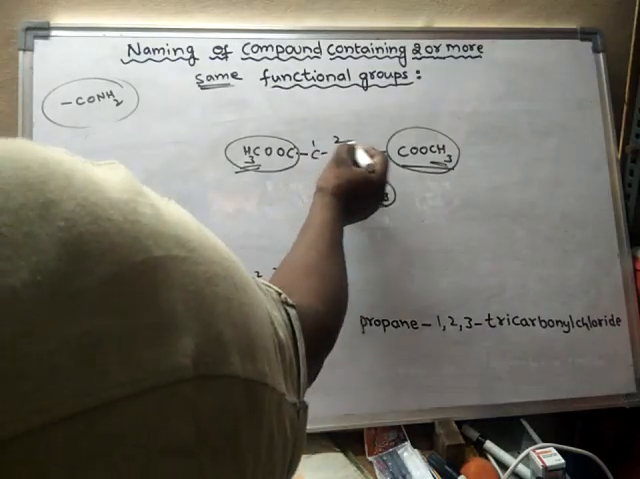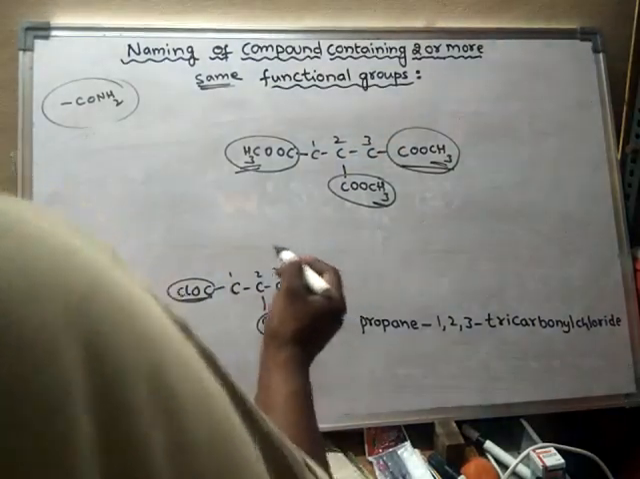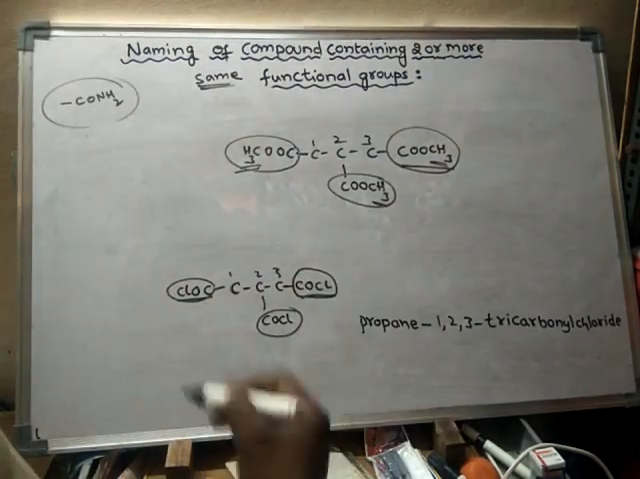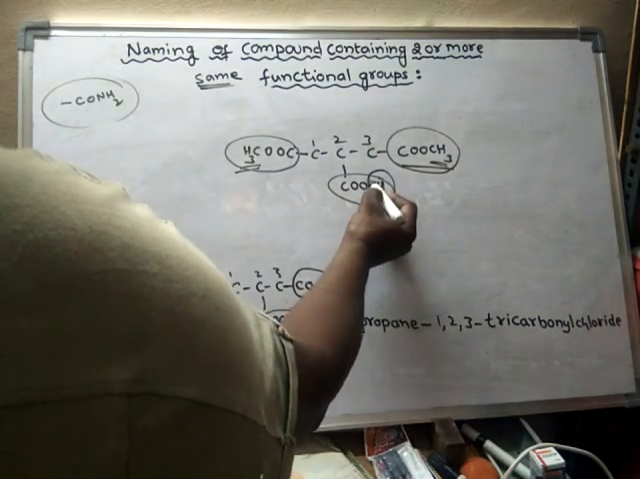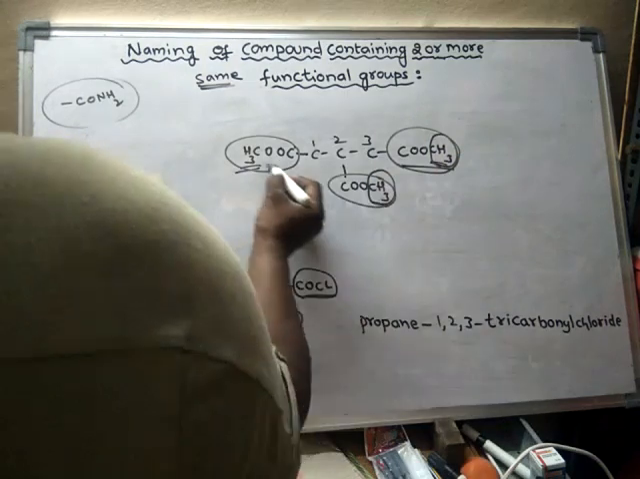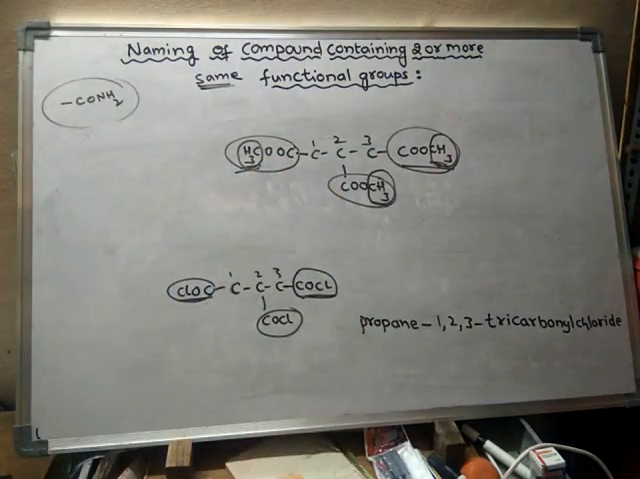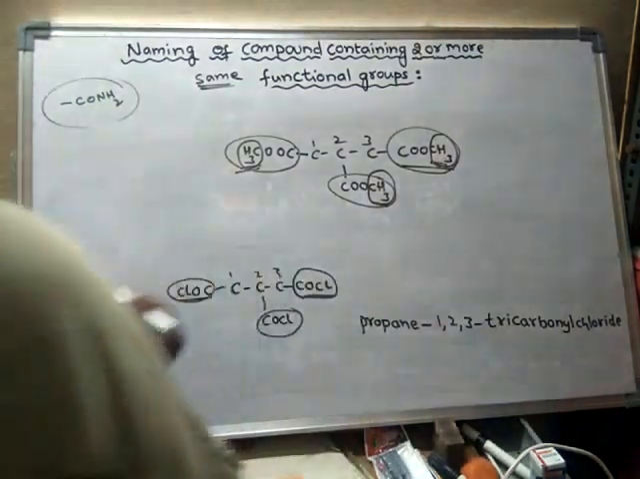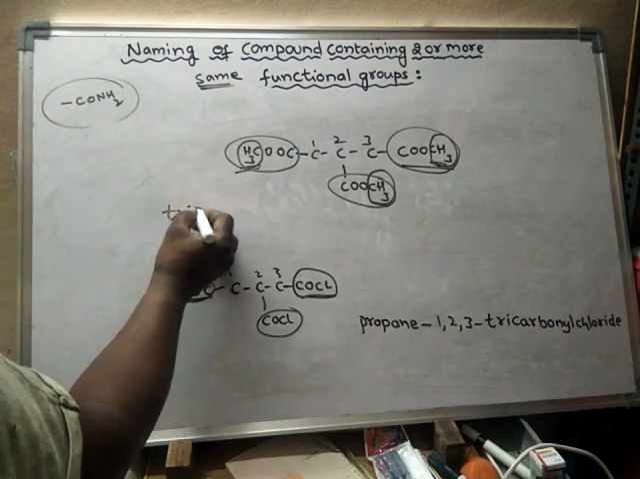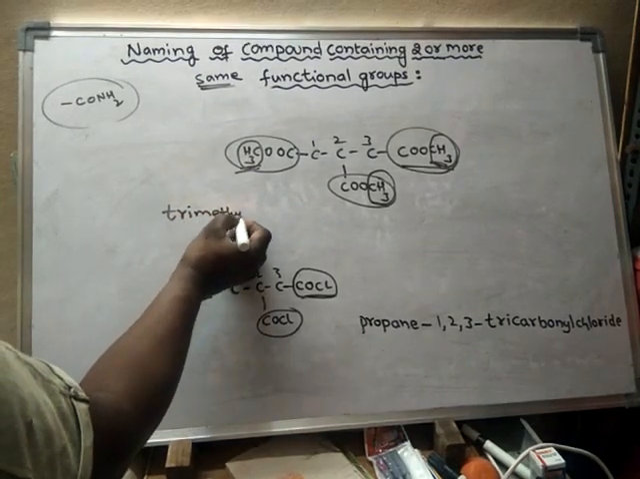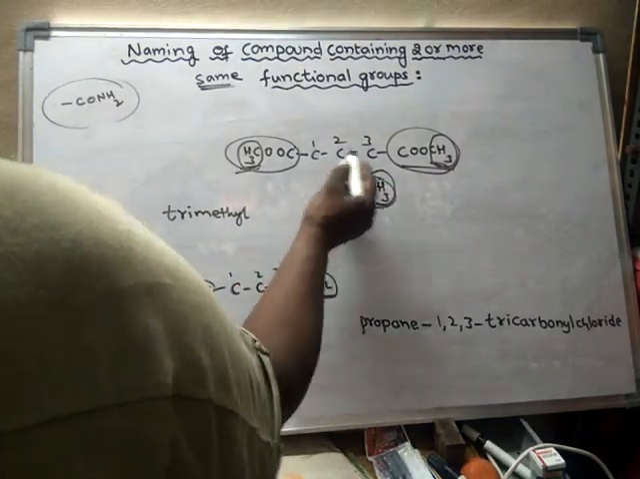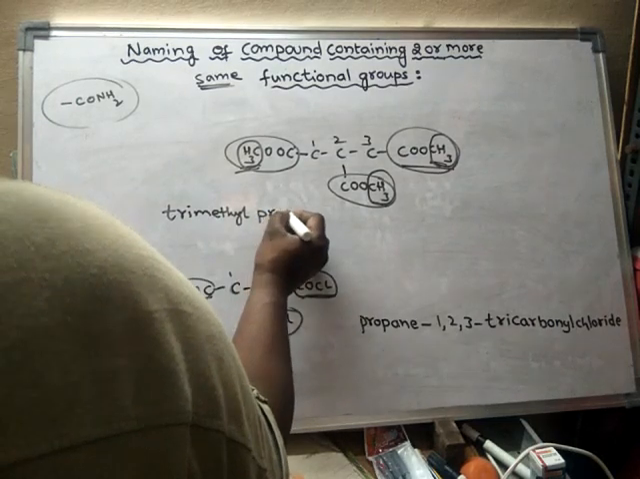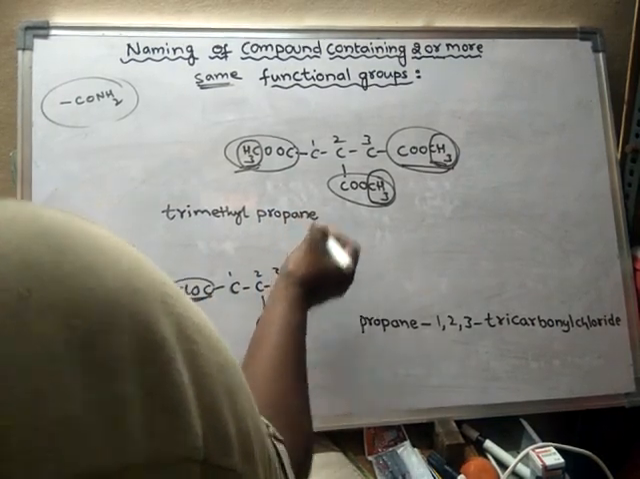So first carbon, second carbon, third carbon. See, for esters, always remember, as in the previous example also we have seen, the group which is attached to the ester should always be written first, in the beginning of the name. So how many are there? There are three methyl groups. Hence trimethyl. Okay, trimethyl. The parent chain is three carbon. So propane. Okay.